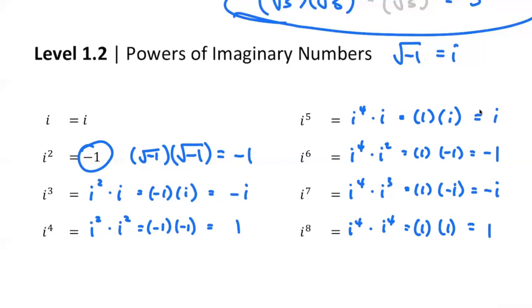Can you see that we have i right here and i right here? Can you see that we have -1 right here and -1 right here? Can you see that we have -i right here and -i right here? Can you see that we have a 1 right here and a 1 right here? Okay, can you see that?